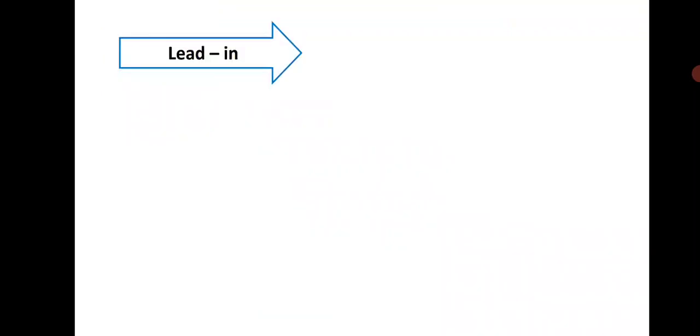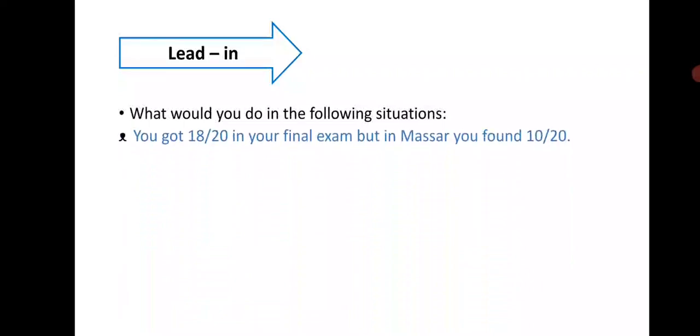So, as I lead in and in order to activate students' background schemata, I suggested some situations in order to elicit the word complaint or the verb to complain. So I asked them what would they do in the following situations. The first situation was that you got 18 out of 20 in your final exam, but in Masar you found that you got only 10 out of 20. What would you do? Here are some answers that I got.